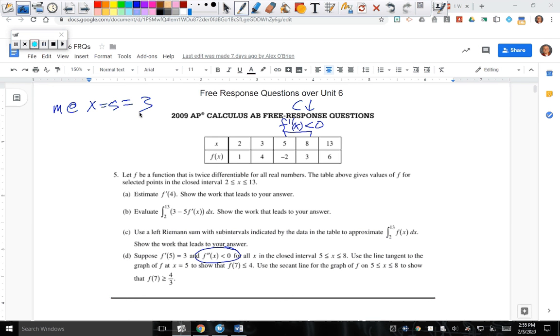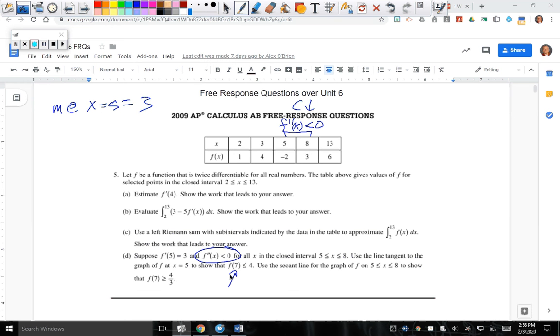Use the tangent line to the graph of f at 5 to show that f of 7 is less than 4. Use the secant line for the graph of f on 5 to 8 to show that f of 7 is greater than 4/3. Okay? There's a lot to deal with on this, but it's just the equation of the tangent line.